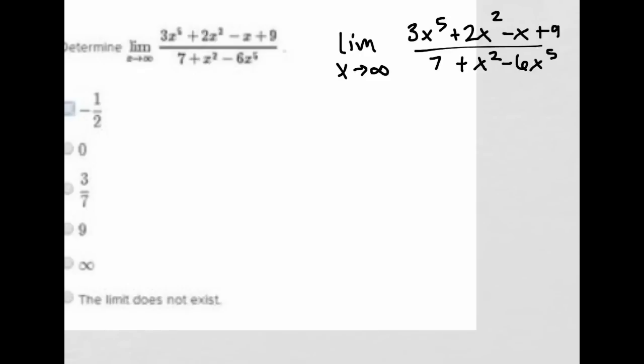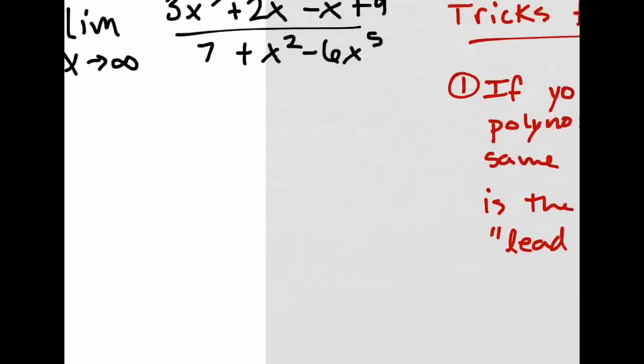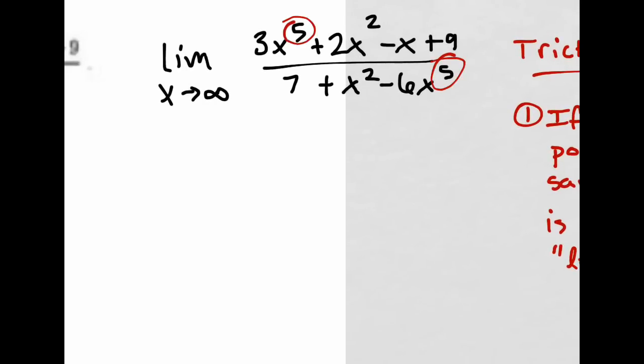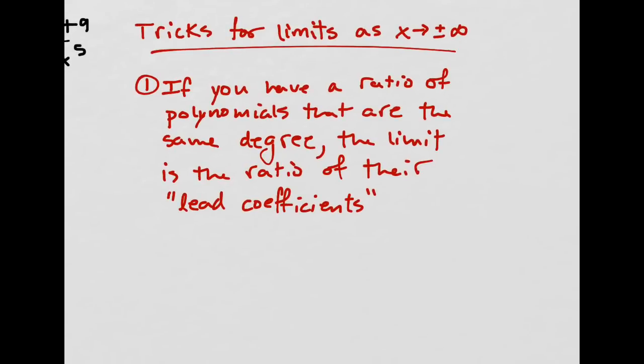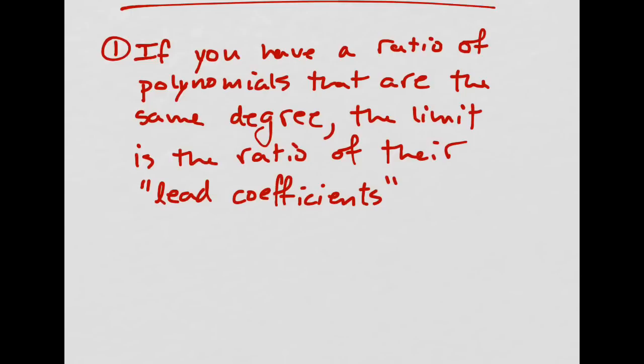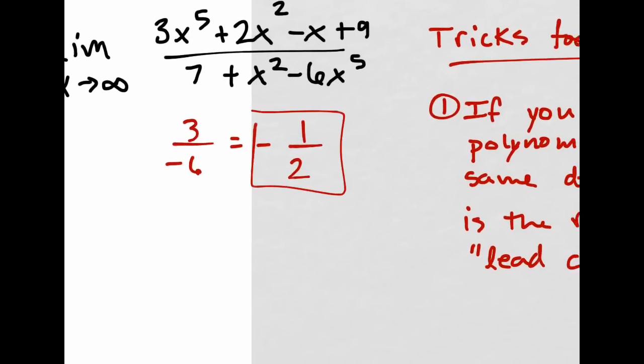That being said, the trick for limits at infinity is this. The first trick is if you have a ratio of polynomials that are the same degree. Here we have degree 5 and degree 5 polynomials. Remember, the degree of a polynomial is the degree of the highest power. If you have a ratio of polynomials that are the same degree, the limit is equal to the ratio of their lead coefficients, the coefficients in front of the highest powers. So this one would be 3 over negative 6, which is negative 1/2. That'll be our answer. That's like a shortcut.